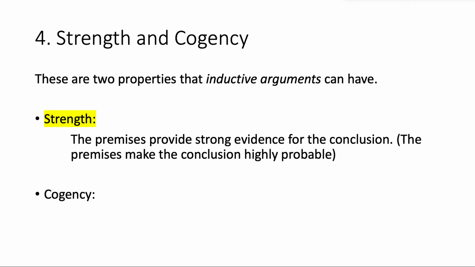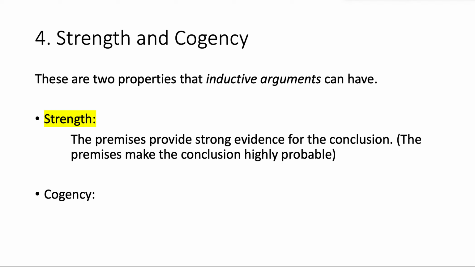So first we have strength. An inductive argument is strong if the premises provide strong evidence for the conclusion, or they make the conclusion highly probable. So unlike validity, where if an argument is valid, the premises necessitate the conclusion, if an inductive argument is strong, then the premises just make the conclusion highly probable. It could be false, but it's highly probable that it's true.